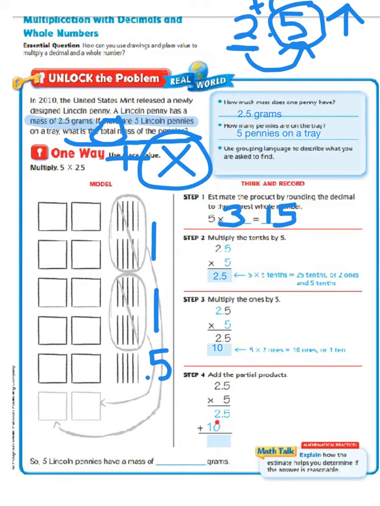So when we add 2 and 5/10 plus 10, we will come up with 12 and 5/10. And we will record our 12 and 5/10 in the blue box provided. Now we will also see that 12 and 5/10 is very close to our estimate of 15. We can also go back over to our picture model and count 1, 2, 3, 4, 5, 6, 7, 8, 9, 10, 11, 12, and 5/10. So we know our answer is correct. So 5 Lincoln pennies have a mass of 12 and 5/10 grams.